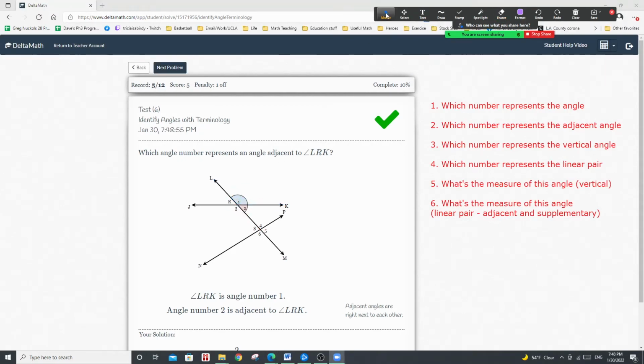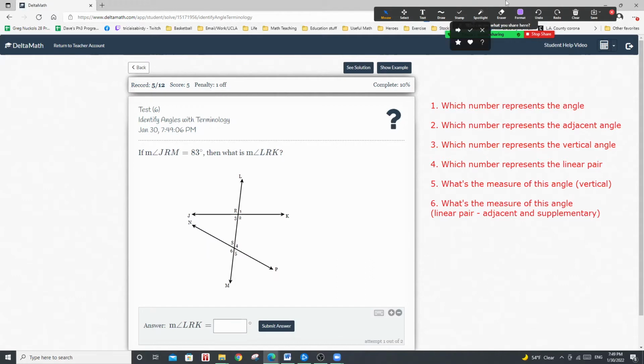All right, so we've gone over what represents, the one that's adjacent, and the measure of the angle that forms a linear pair. Let's put check marks next to them. We've done this, we've done that, we've done this. Let me take a look at this one.